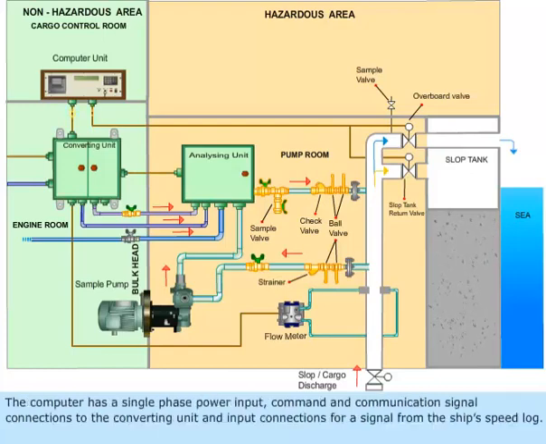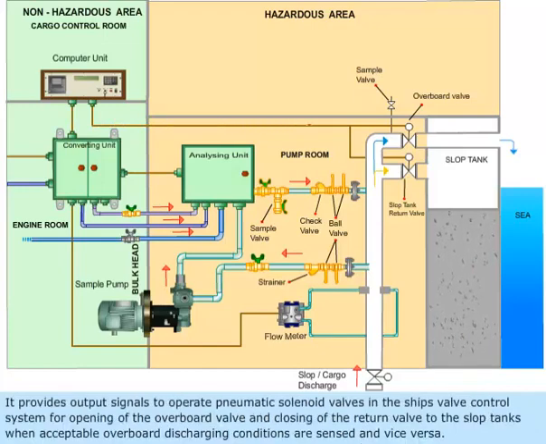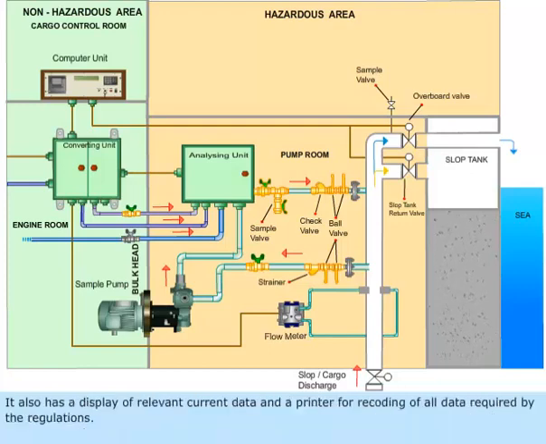The computer has a single-phase power input, command and communication signal connections to the converting unit, and input connections for a signal from the ship's speed log. It provides output signals to operate pneumatic solenoid valves in the ship valve control system for opening the overboard valve and closing of the return valve to slop tanks when acceptable overboard discharging conditions are sensed, and vice versa. It also has a display of relevant current data and a printer for recording all of the data required by the regulations.